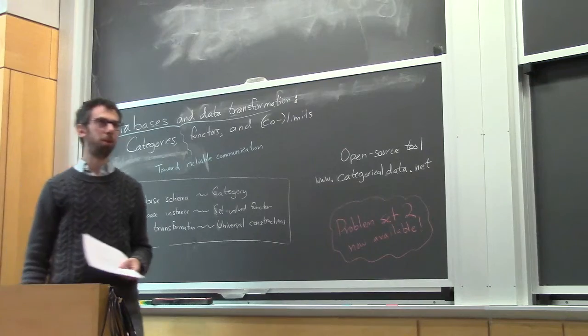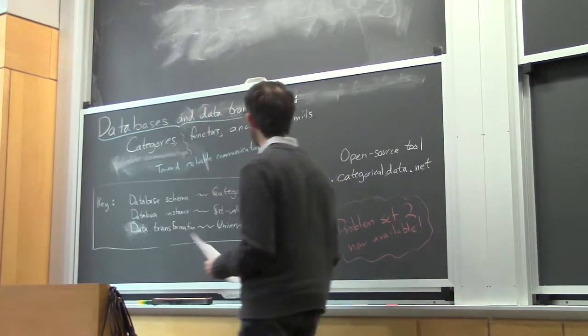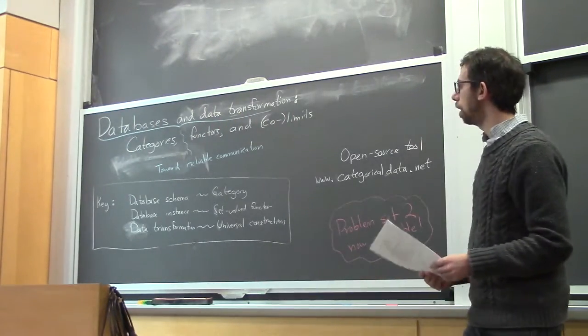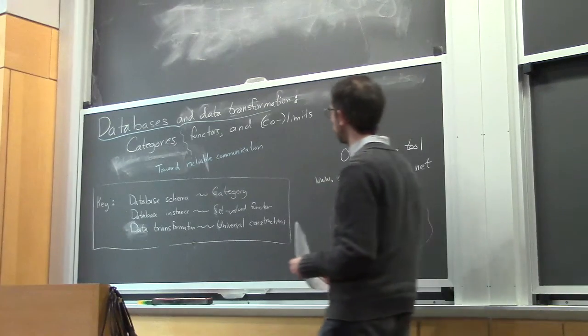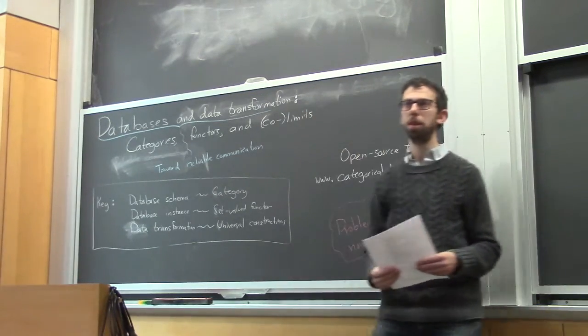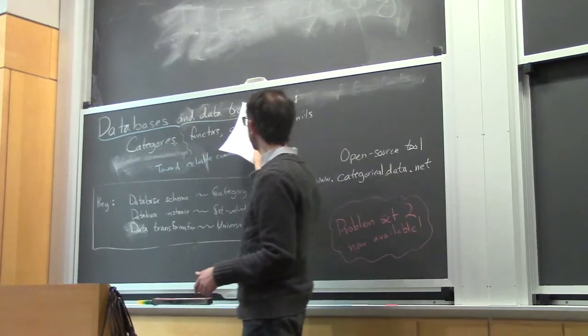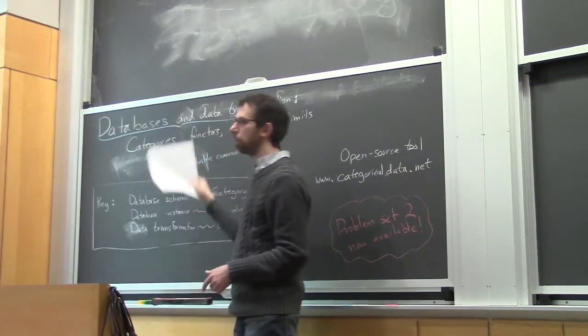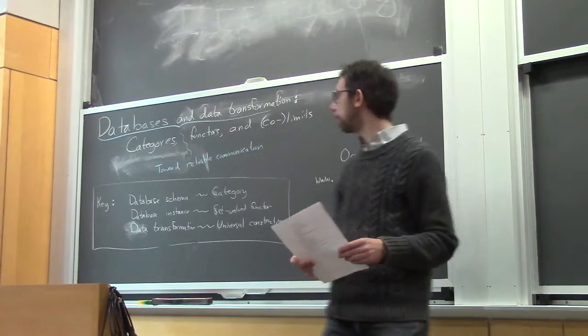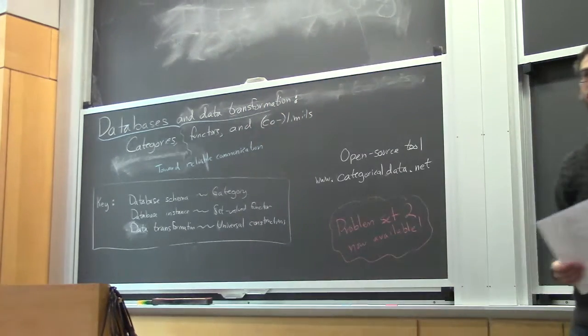Okay, so today we'll talk about databases and data transformations as a way of thinking about categories, functors, and limits and colimits. But we'll actually mainly just stick with databases and categories today, and then tomorrow will be functors and data transformations and stuff like that.